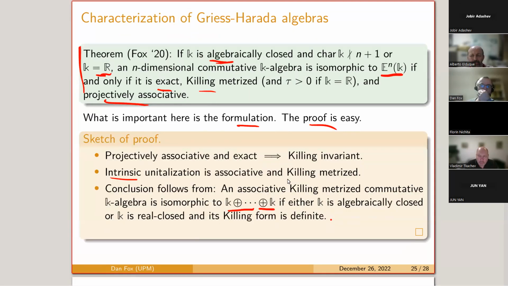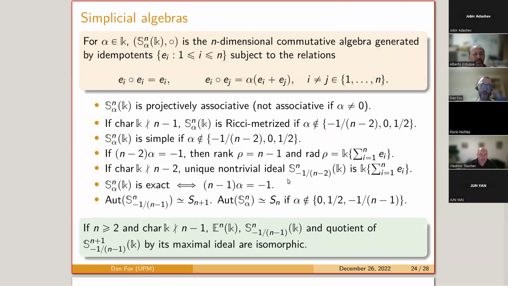If I drop exact, then this is no longer true. Here's a class of algebras on the preceding slide that are very similar. I have n idempotents, and they satisfy this. For the simplicial algebras, this was 1 over n minus 1, but in general I can put in an arbitrary number here. The point is simply that this gives me a family of algebras which are projectively associative, and except for some values of the parameter, they're going to be Ricci metrized. But they're exact if and only if you have this particular value of the parameter.